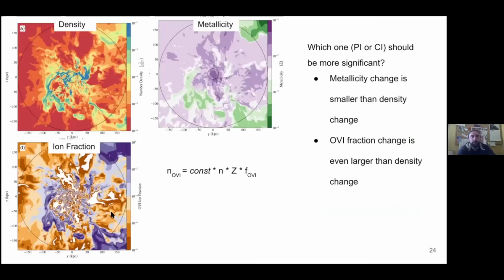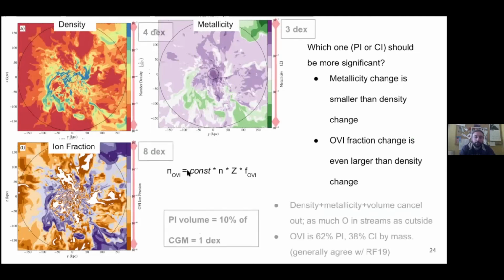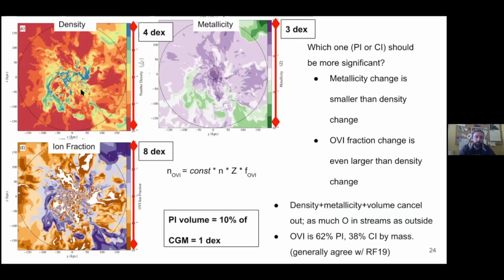So we're going to do some quick math here. To do this math, which one is more significant? We're just going to say, okay, to get an amount of oxygen 6, you need four things. You need the abundance of oxygen, which is constant, but you don't need to worry about that. You need the density, which we have here, metallicity, which we have here, and the fraction in oxygen 6, which we have here. These two I showed in the last slide. This one is new. And we need one more thing, which is the volume of the photoionized gas versus the collisionally ionized.